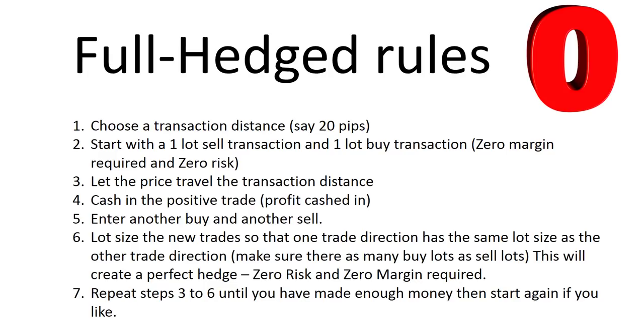Right, to come back to the fully hedged Forex trading technique, here are the rules that we went through in the previous video. So what you would do is you choose a transaction distance. You would start with one sell transaction and one buy transaction. And when you do that, you're automatically hedged. So your risk is zero, and your margin is also hedged in that the broker will not charge you margin because you have a buy transaction and a sell transaction. So you have zero margin, zero risk. So you let the price travel for the transaction distance.